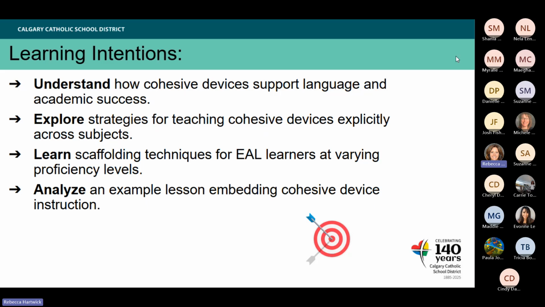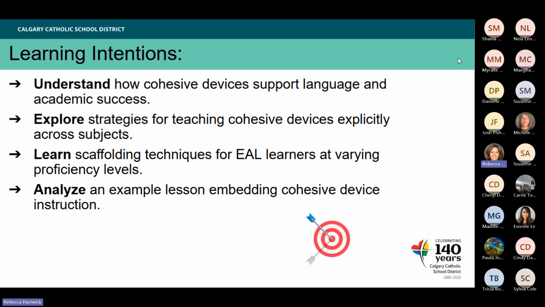And I also wanted to make note that explicit instruction in cohesive devices is good for all students, not just EAL students. So I hope you'll see the value of these supports and scaffolds and explicit instruction, which are useful for all the students in your class.